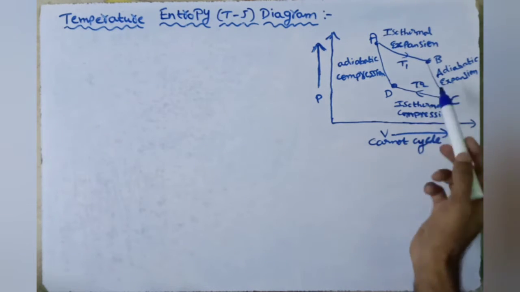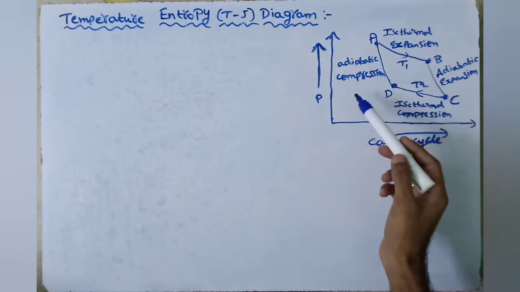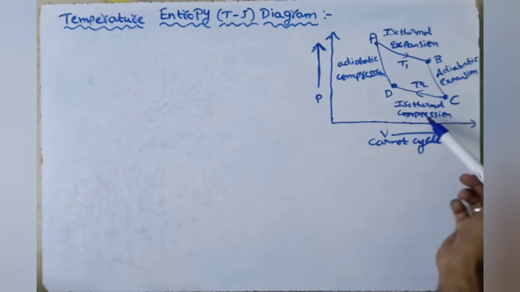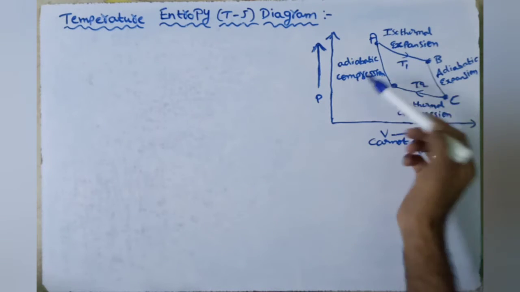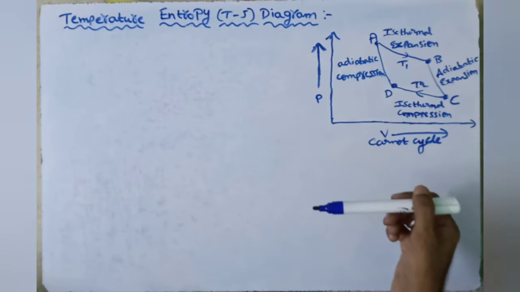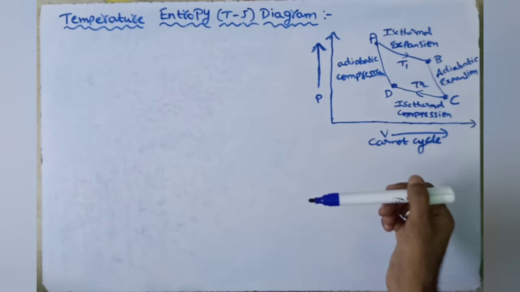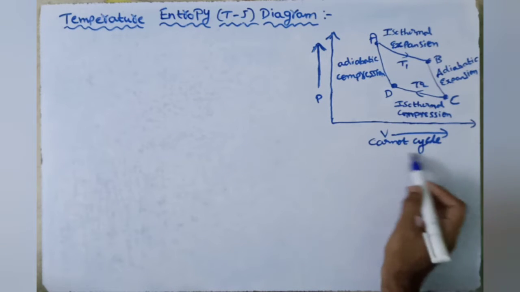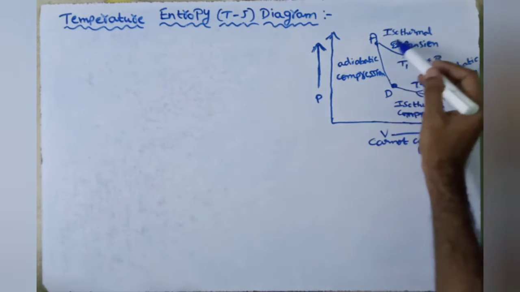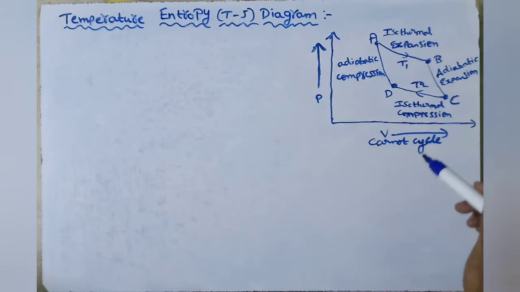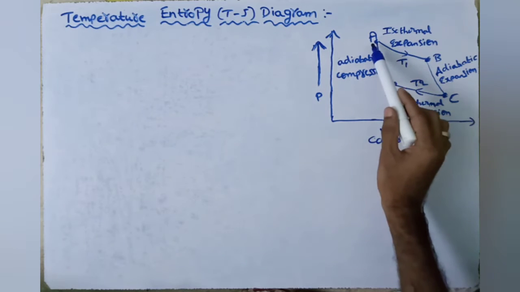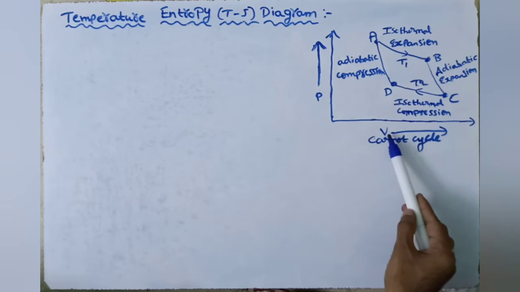The working substance undergoes the four following processes: isothermal expansion, adiabatic expansion, isothermal compression, adiabatic compression. In a Carnot engine, the working substance is taken as an ideal gas. Whatever it may be, the working substance in the Carnot cycle undergoes all these four processes. The Carnot cycle is the graph between pressure and volume.